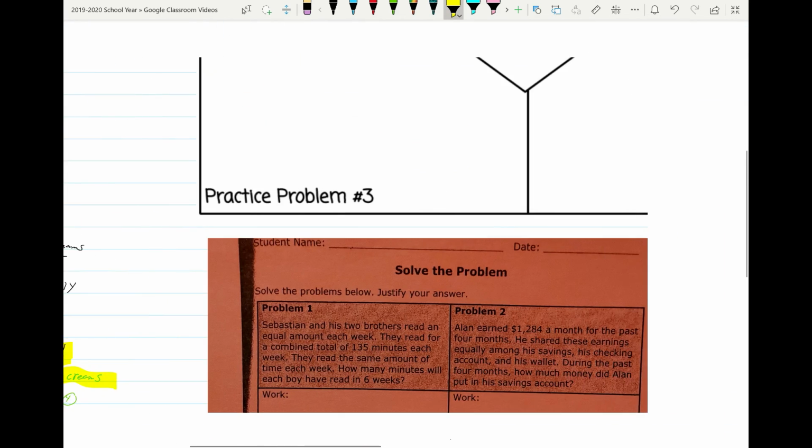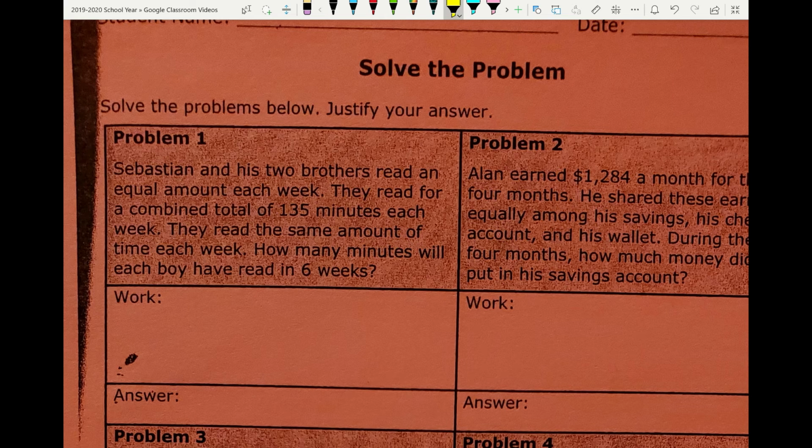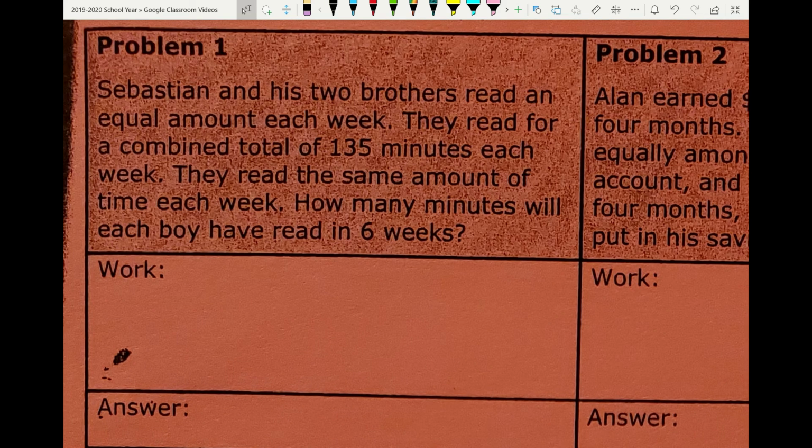So let's go over here and do one word problem, okay? I'm only going to do one because I want you to figure out the others. So let's look at the first one. Problem number 1. Sebastian and his two brothers read an equal amount each week. They read for a combined total of 135 minutes each week. They read the same amount of time each week.